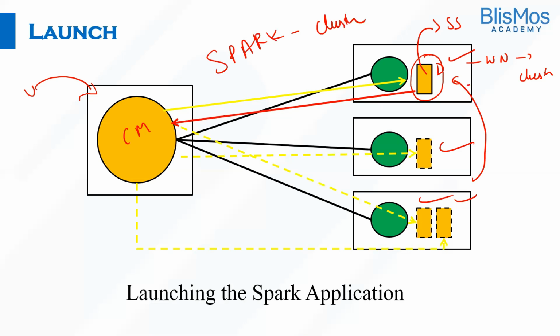Just to go through the steps again, the user submits the request to the cluster manager. The cluster manager initiates the driver process in one of the worker nodes of the cluster. Then the Spark session in the driver process communicates with the cluster manager asking for the executors. Then the cluster manager accepts the request and allocates the executors to the driver process. That becomes a fully functional Spark cluster now.